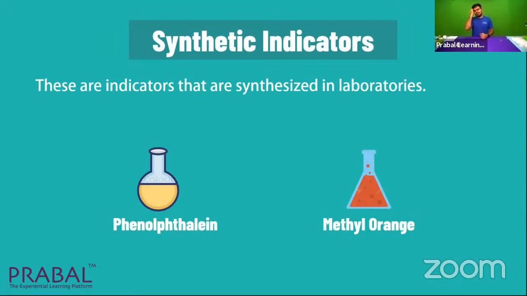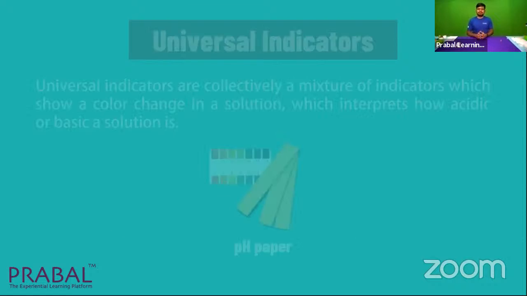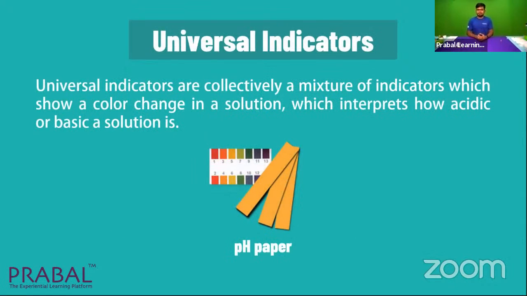Another category of indicators are synthetic indicators, phenolphthalein and methyl orange. These are indicators that are synthesized at laboratories, so we don't have it right now. We are more interested in the next category of indicators, which is universal indicators. Universal indicators are a collective mixture of different indicators, so they show a wide range of colors.